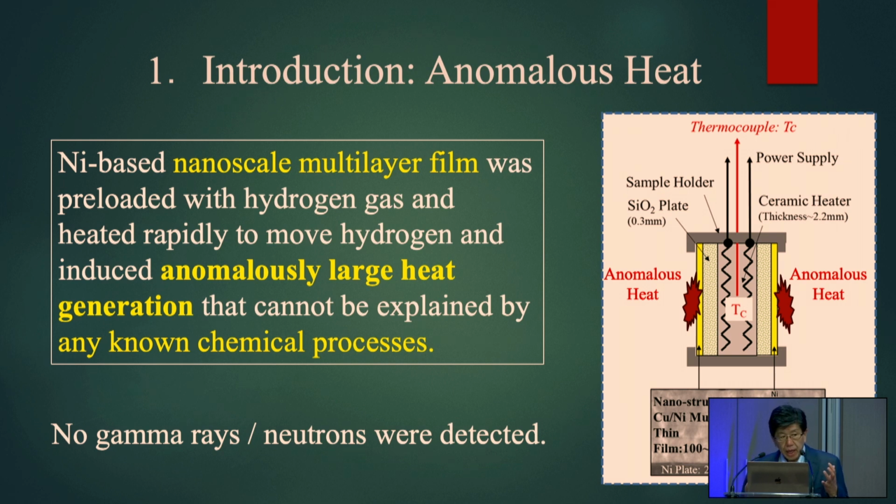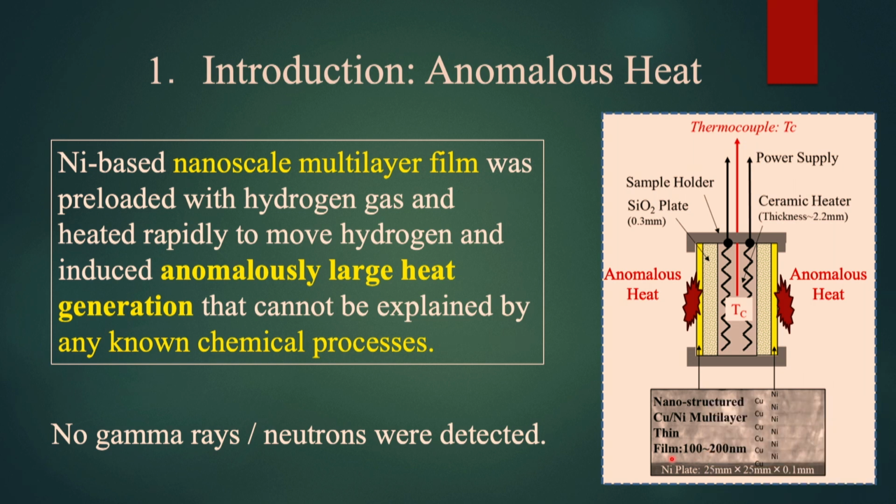Basically, the experimental method is the same as Professor Kasagi's presentation, so I will introduce it briefly. We use two samples: a nanostructured copper-nickel multilayer thin film with nickel bulk, and a nickel-based nanoscale multilayer thin film. They were preloaded with hydrogen gas and heated rapidly to move the hydrogen and induce anomalous large heat generation that cannot be explained by any known chemical reactions.